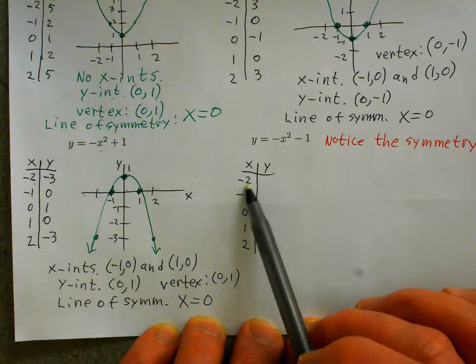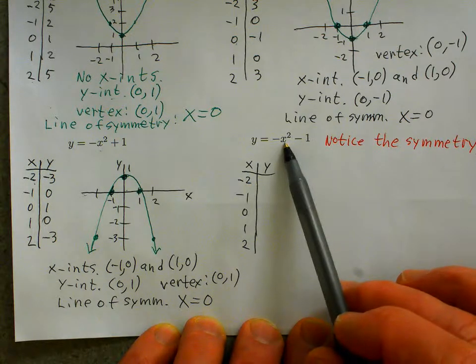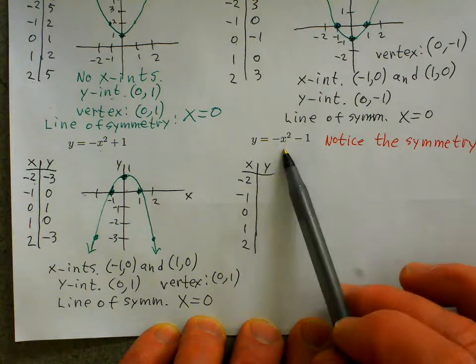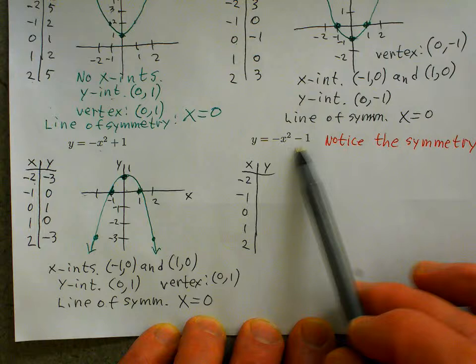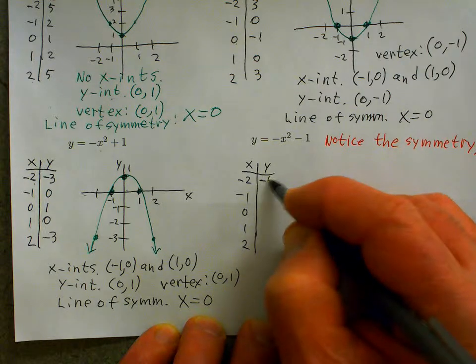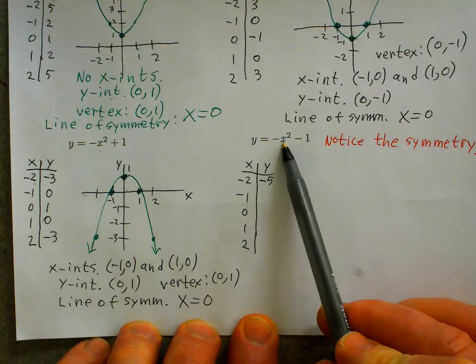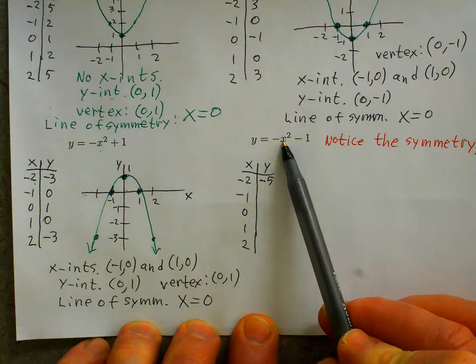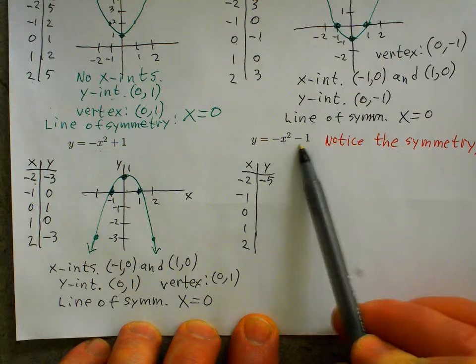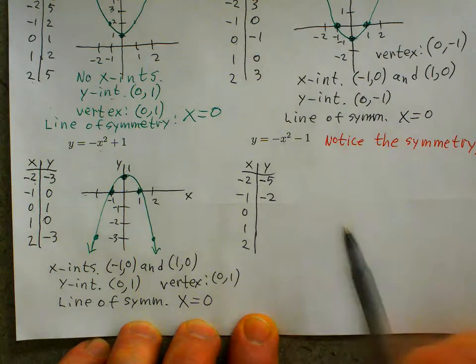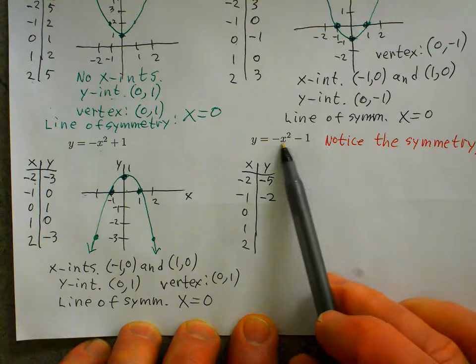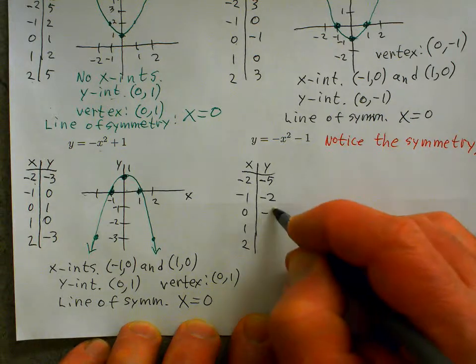So starting at -2, replace x with -2. -2 squared is 4, but the negative of 4 is -4. -4 minus 1 is -5. When x is -1, -1 squared is 1. The negative of 1 is -1. -1 minus 1 is -2. And when x is 0, negative 0 squared is 0. 0 minus 1 is -1.